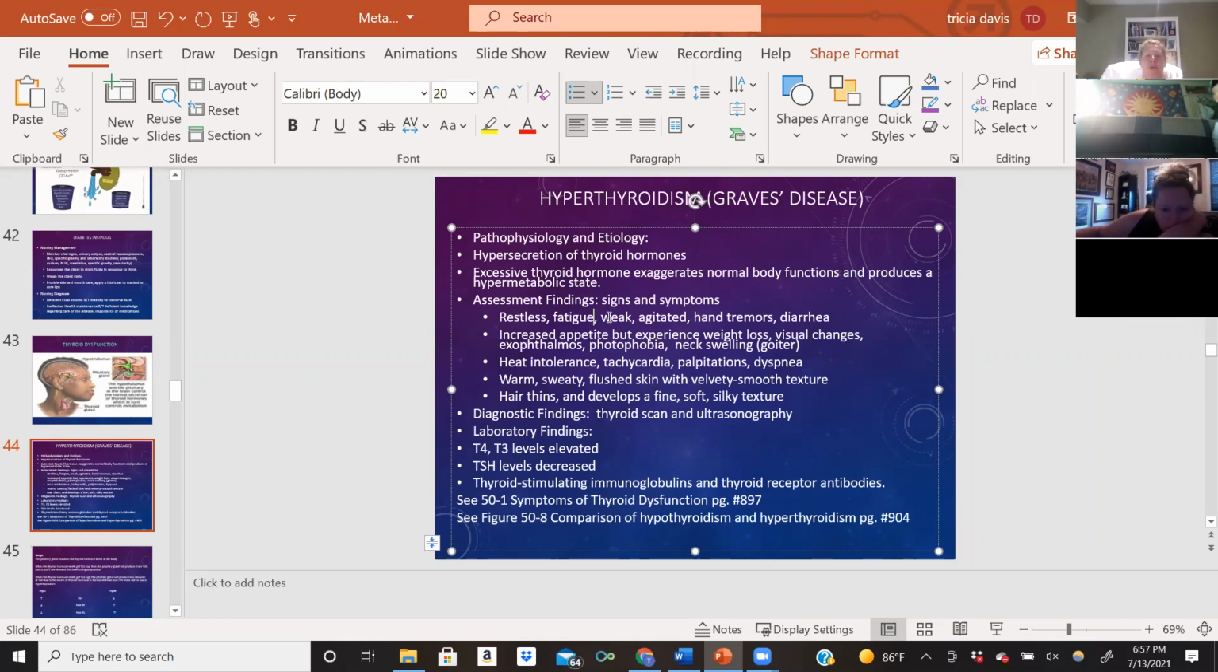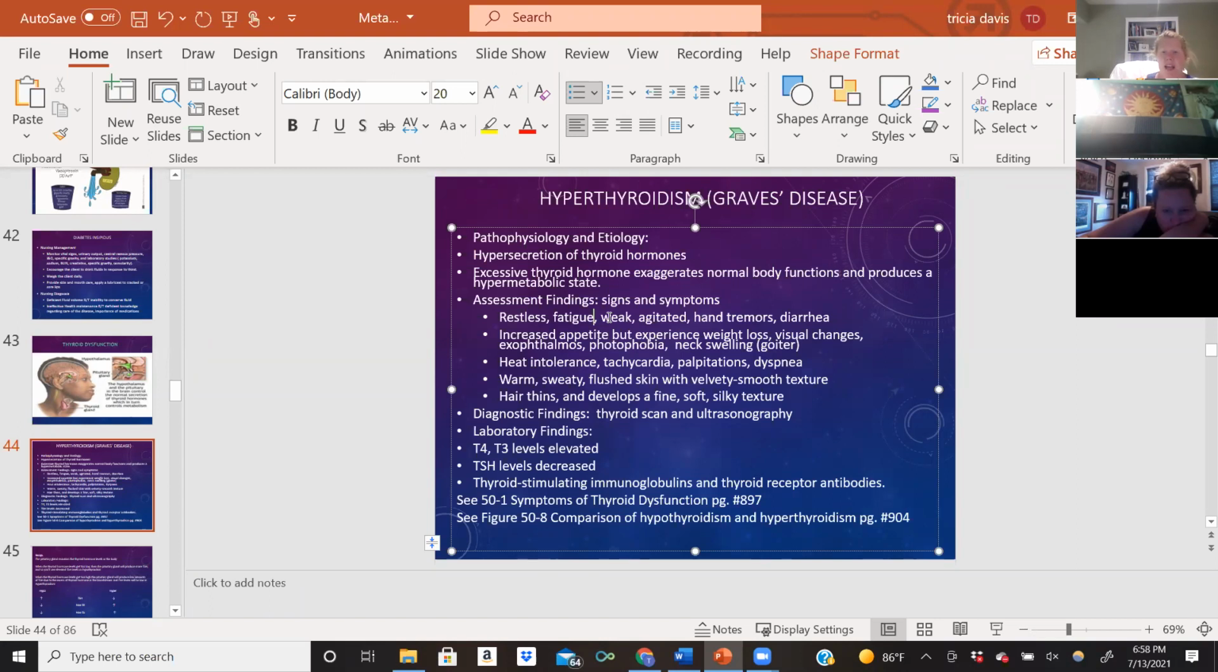Some of these patients will report heat intolerance. They might be tachycardic. They might say they're having heart palpitations. They may be short of breath, either at rest or with exertion. They can be warm, sweaty. They're going to have flushed skin with this velvety, smooth texture. They could also report hair thinning and the development of fine, soft, silky textured hair in different areas of the body. Not every person presents with all of these signs, but these are all the possible signs.